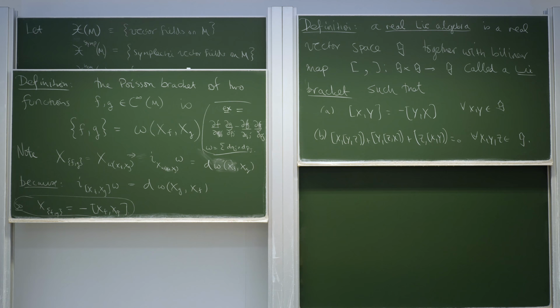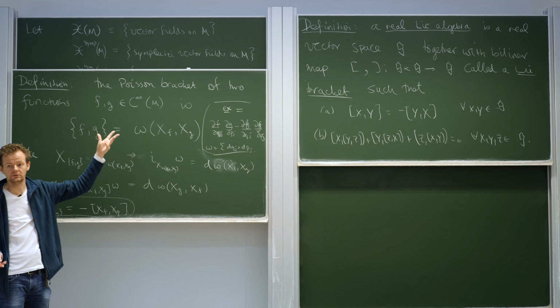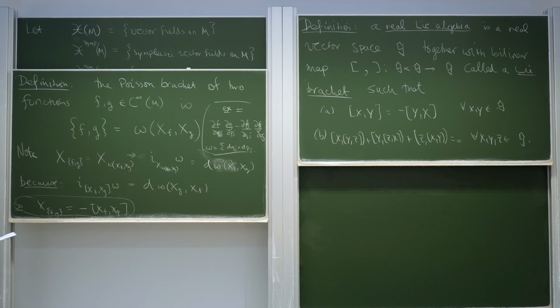So now we've got another bracket operation. We have the Lie bracket that takes two vector fields and gives you a vector field. Then we have this Poisson bracket that takes two functions and gives you a function. So we might ask, what are the properties of this bracket operation? Do any of them that we know from classical mechanics remain? And if so, what's the space of all functions closed under this bracket? We'll answer both of these questions.